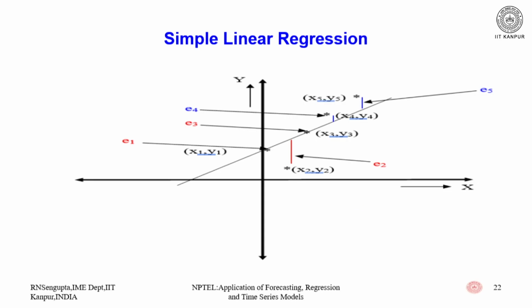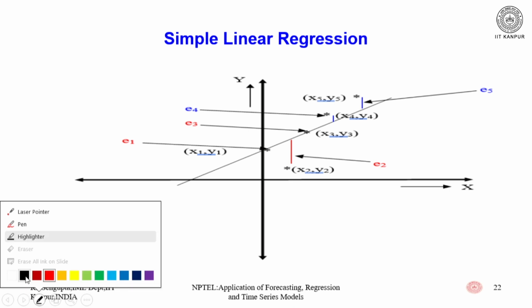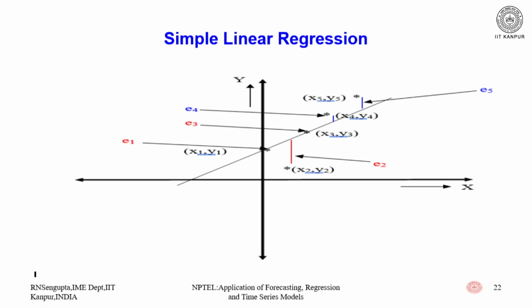So, here are the values, if you see, I will just use the black color to mark it. This dot is basically x1, y1. For the x value x1, what is the value of y1? Here this is x2, y2. That means for the value x2, the value of y comes out to be y2. Similarly, I am not going to mark it, I do not want to make it cluttered, you have x3, y3, x4, y4, x5, y5, and so on and so forth.